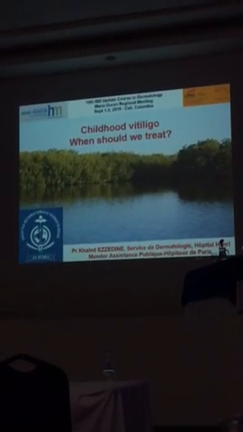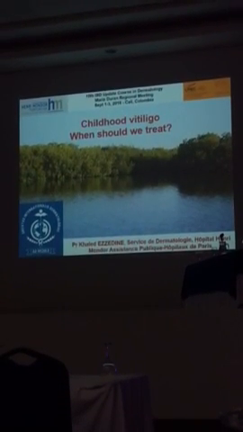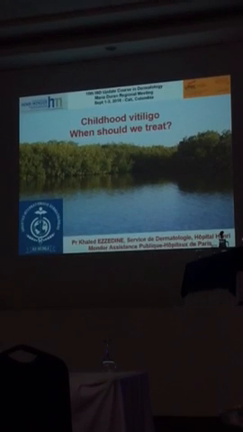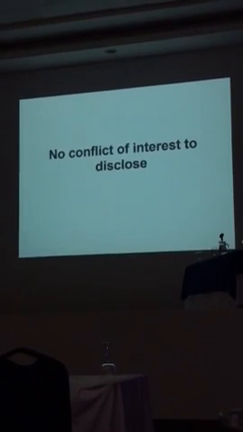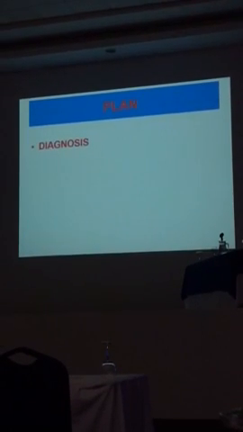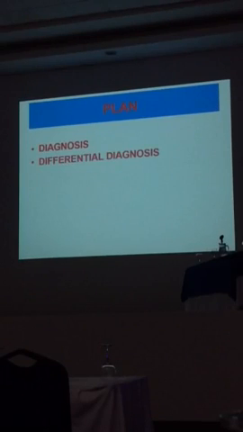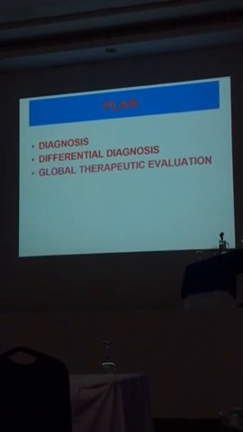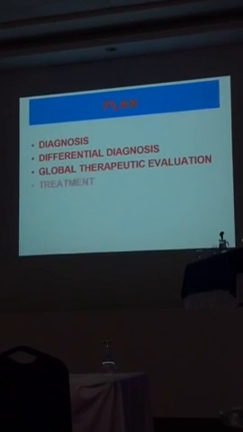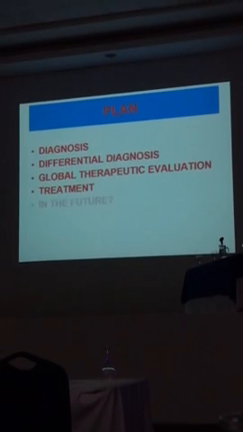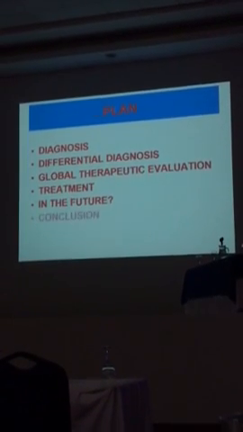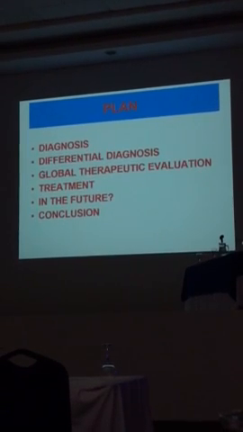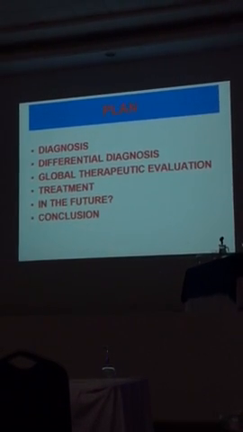This topic will be on childhood vitiligo, when should we treat, and maybe the difference of diagnosis of childhood vitiligo. So to begin, the roadmap will be the diagnosis, the differential diagnosis, the global therapeutic evaluation, the treatments that we can propose to our patient, and what in the future is waiting. I think that much has been said with regard to the future and the conclusion.